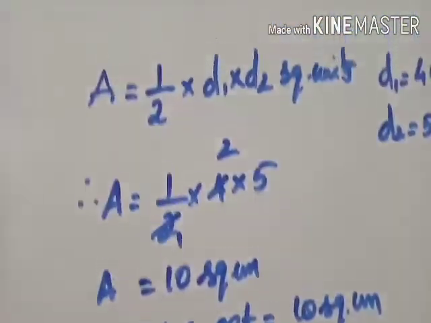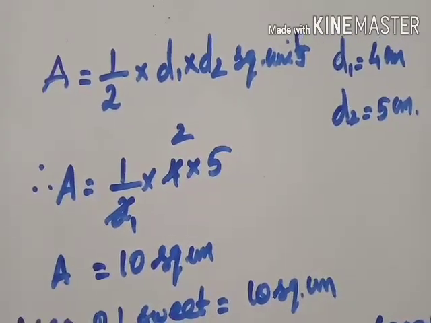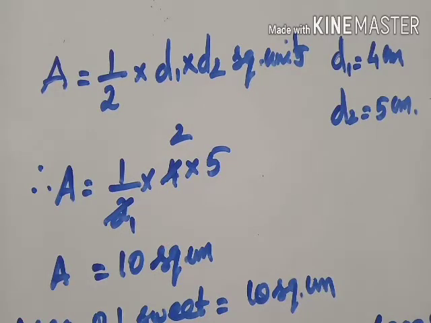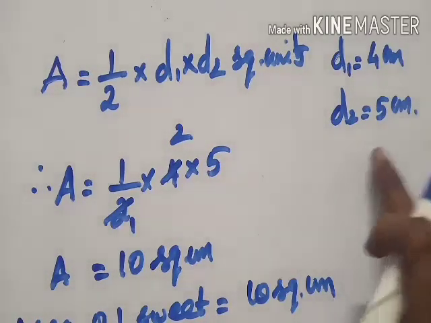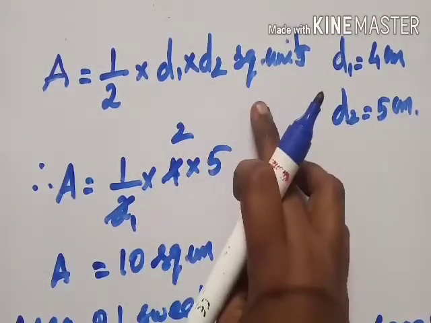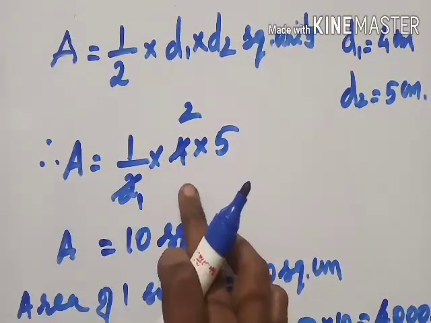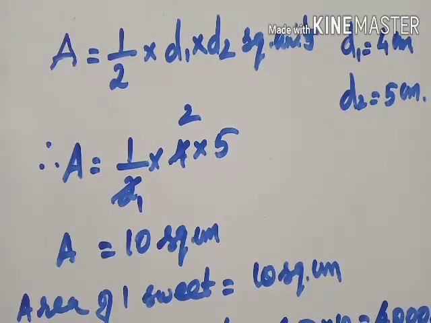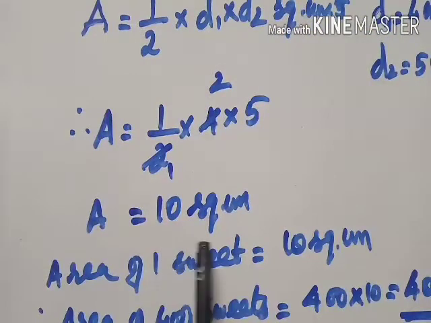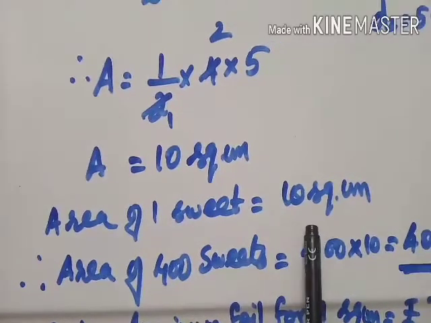Again one time I will explain to you. Listen here. We have to find the area of the rhombus-shaped sweet. Diagonal D1 is equal to 4 cm, D2 equal to 5 cm. Formula is A is equal to half into D1 into D2 square units. Therefore, area is equal to 1 by 2 into 4 into 5. Do the cancellation. 1 2 is 2, 2 2s are 4, 2 into 5, 10 square centimeter. That is, area of one sweet is equal to 10 square centimeter.